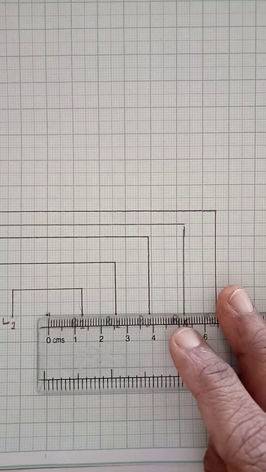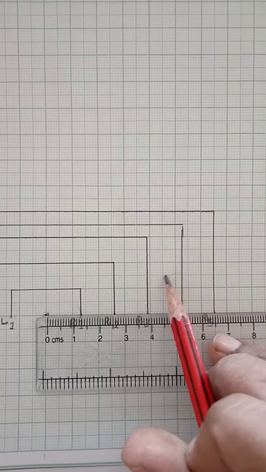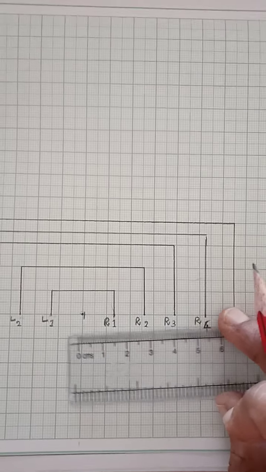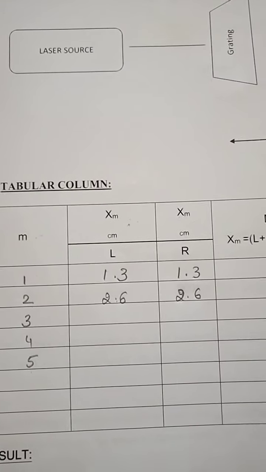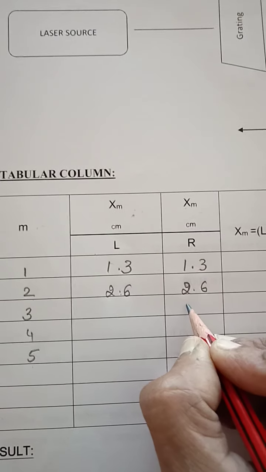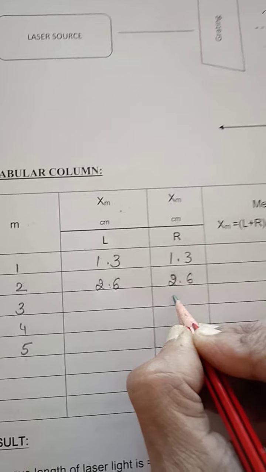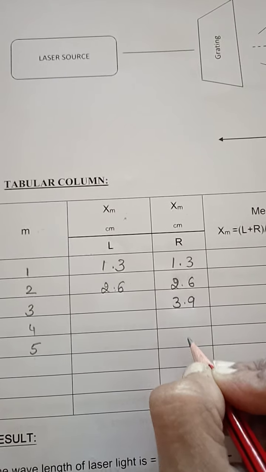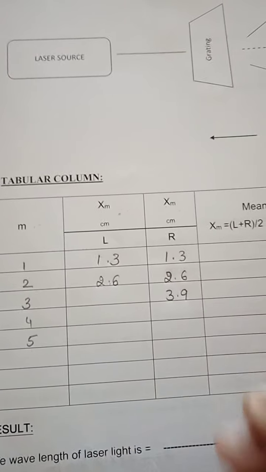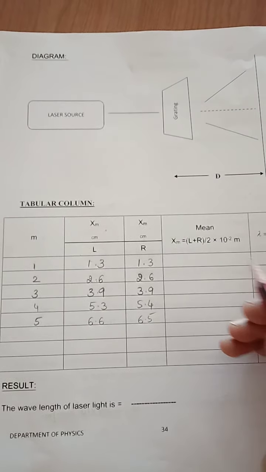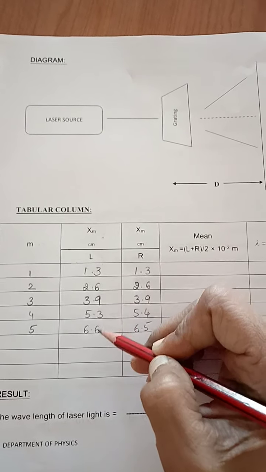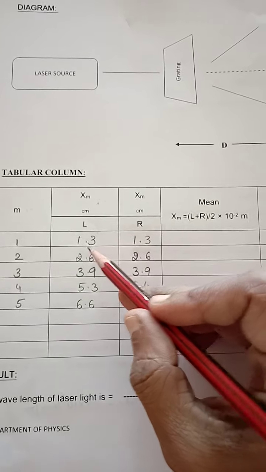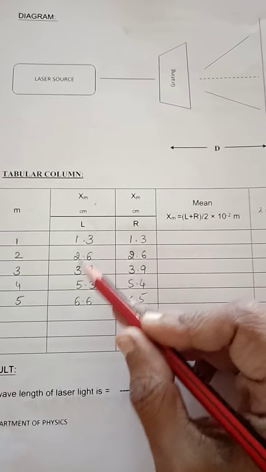Now measure the distance from the center spot to the third order, it is coming as 3.9 towards the right side, and similarly you measure for the left. Now tabulate the reading here as you are getting 3.9 towards the right side. Complete the remaining tabular columns by measuring it. Now we have got the readings from the spots. The tabular column has been filled the way we filled it for the first order, second order, third order. So these are the readings.